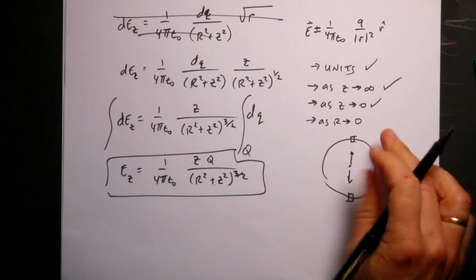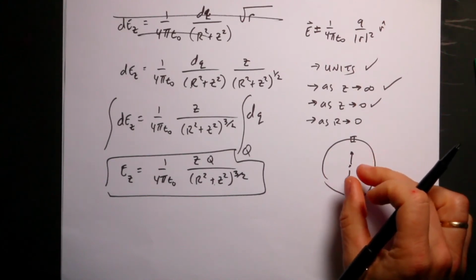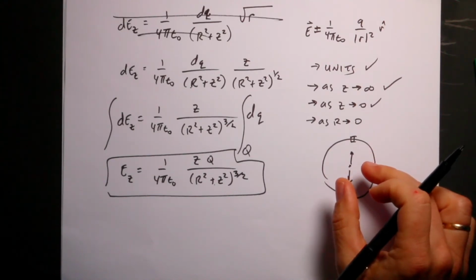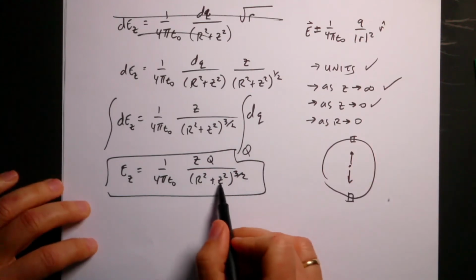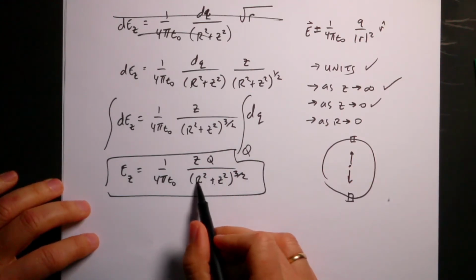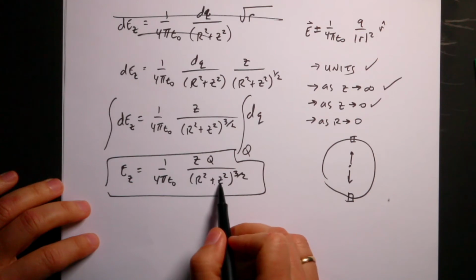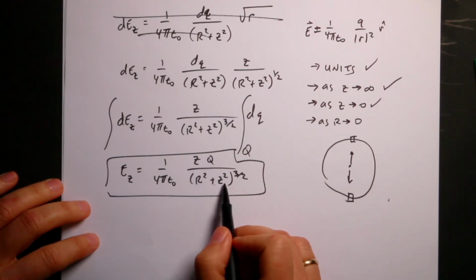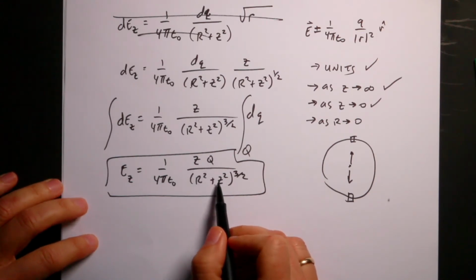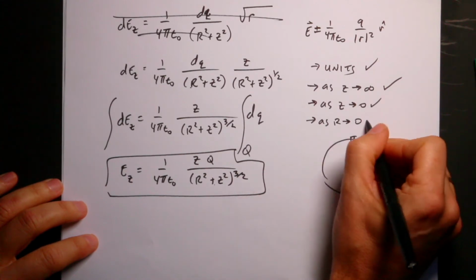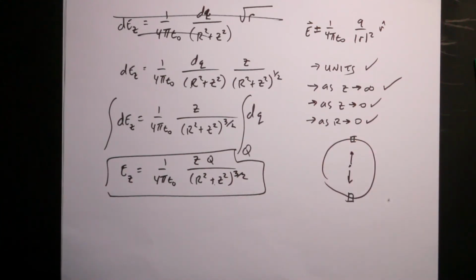Finally, what if I let my ring get really, really tiny? Then it should look like a point charge. So if I let r go to 0, I get z over z cubed, and I get q over z squared. So that works too. So this looks like a good equation.